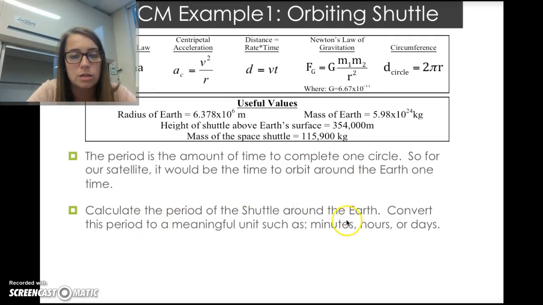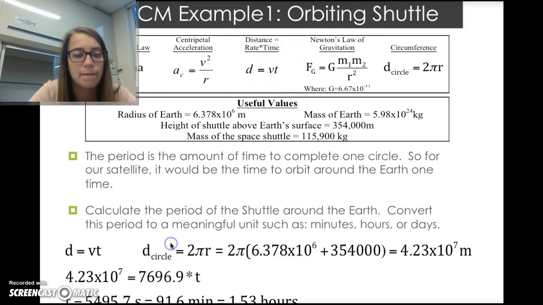To calculate this, we are going to use the idea that distance equals rate times time. So the distance that it's going to travel is equal to how fast it's going times how much time, okay? Since the distance it travels is a circle, we need to find the circumference. So 2 pi r, so 2 pi times that distance for the radius that we've been using. That's the distance.